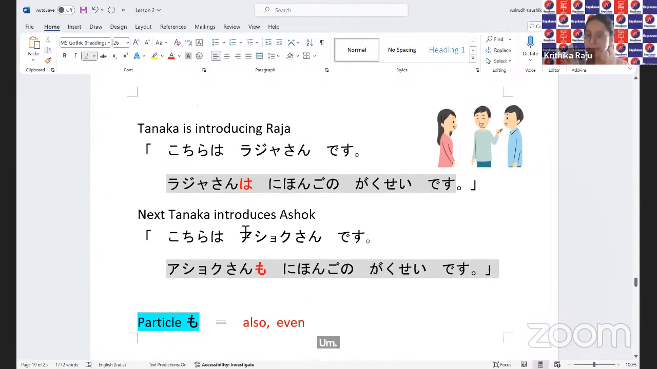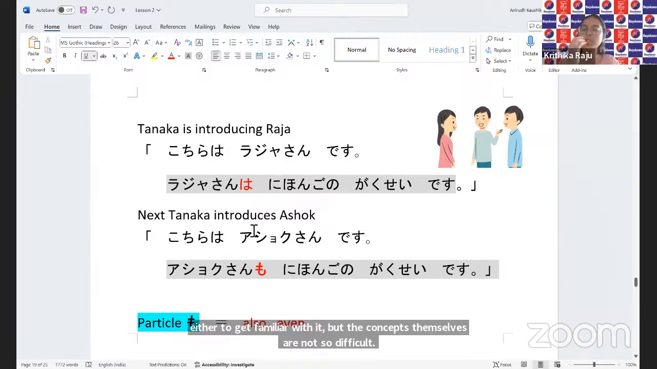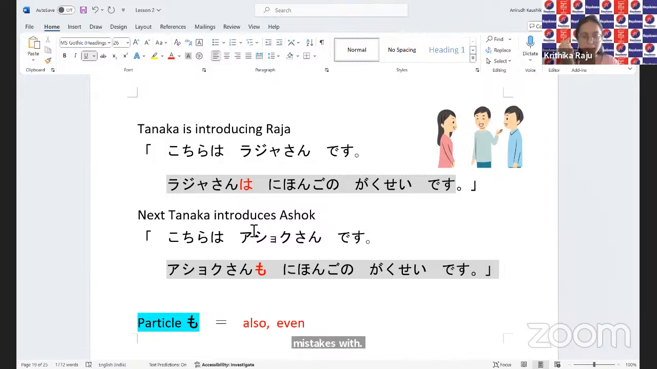All right. So this is the Koso Ado. This is all there is to it. It takes a little bit of practice. You need to see a lot of sentences, read a lot of sentences with Koso Ado to get familiar with it. But the concepts themselves are not so difficult. Once you understand what the first set is for, what the second is for, what the third and the fourth is for, and then you start making sentences, you might make some mistakes with the order of it and what word must come. But once you understand it clearly, I don't think it should be very difficult.